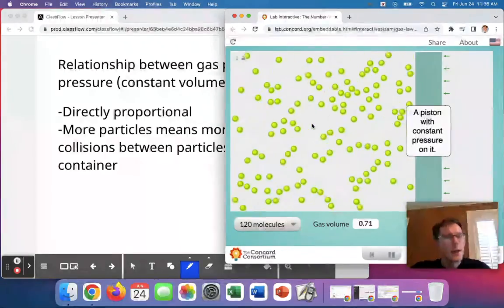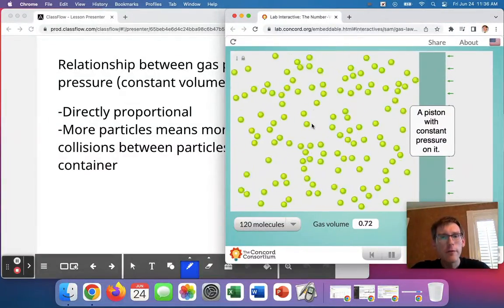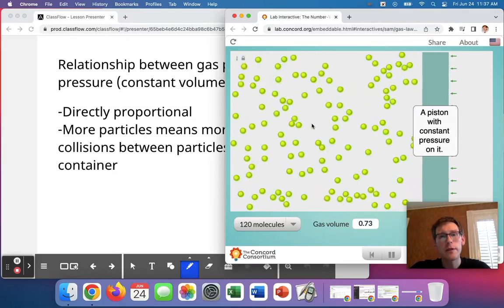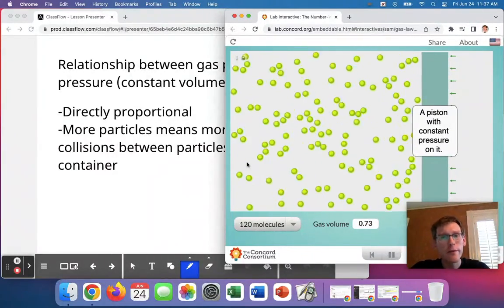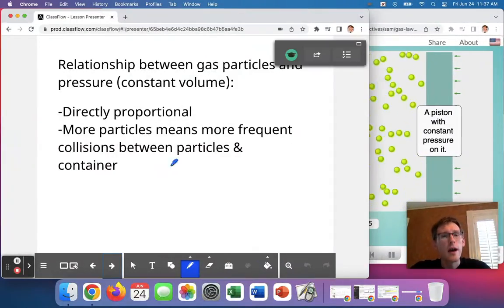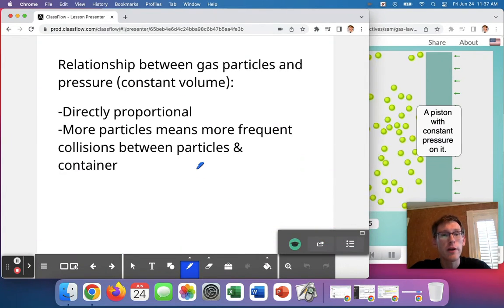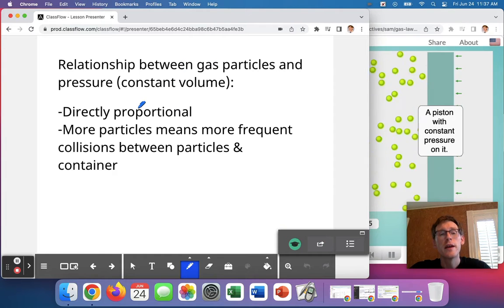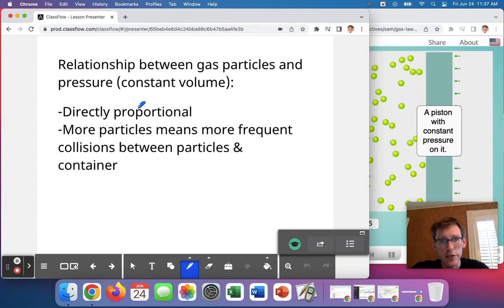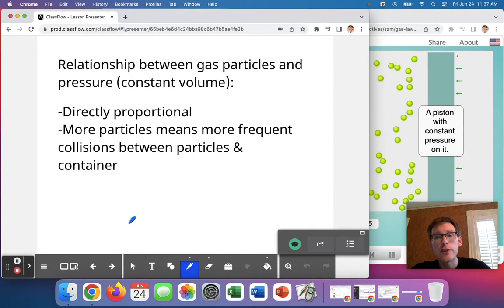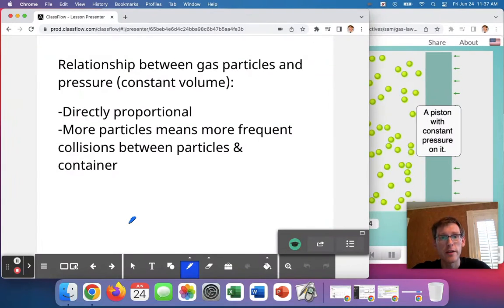Avogadro's law, it's all about volume and number of particles, but as you might imagine, there's also a relationship between number of particles and pressure. And actually, I'm going to focus on the pressure first. So the relationship between particle number and pressure at constant volume is that there's a directly proportional relationship. So as you get more particles, pressure will increase if the volume is held constant.